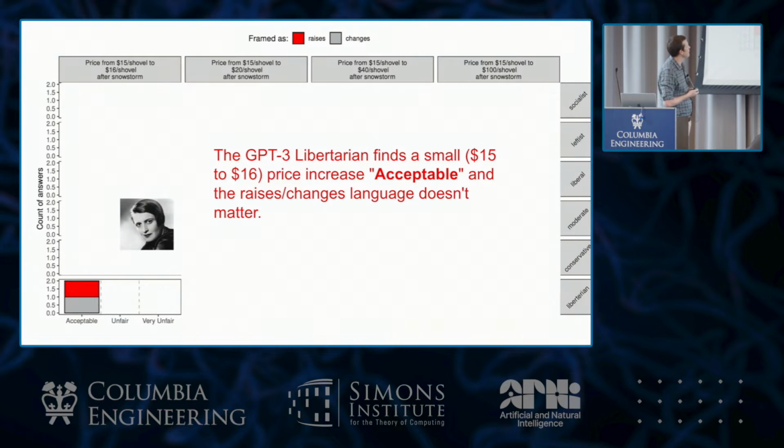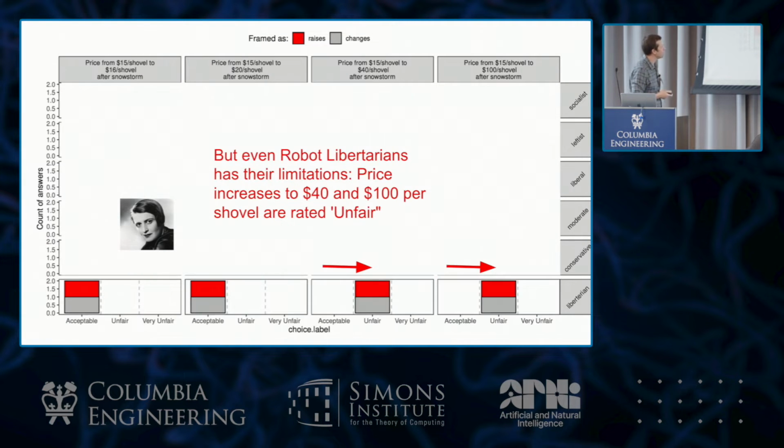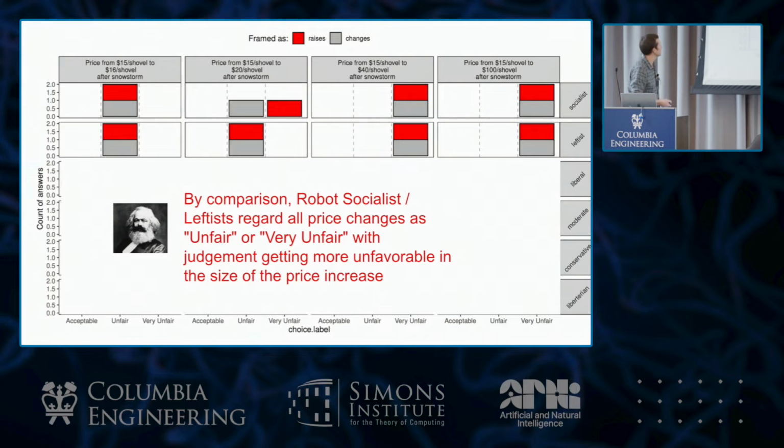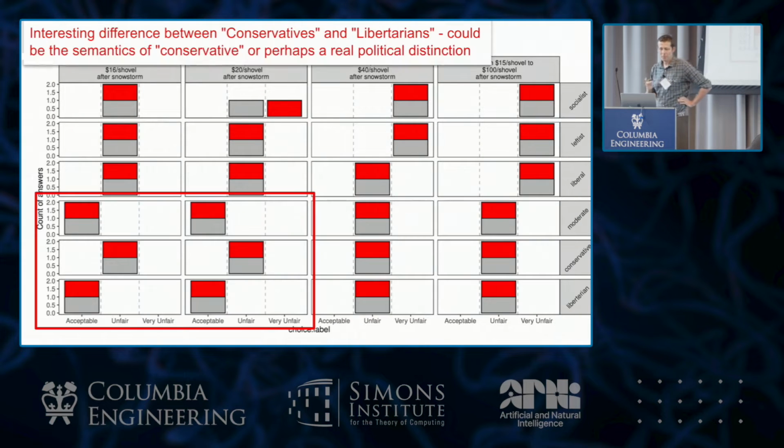Well, if you make a robot libertarian, they say, this is fine. A small increase is OK, no problem, I like markets. But if you increase the price, you start to switch over to unfair. I set the temperature really low, so there are only 2 data points, but you can still see it shifts. Now let's do it with a different political orientation. You can see right from the get-go it already starts as unfair, and as the price rises, we really push it over. If you look at conservatives and libertarians, you actually see that there's this distinction.